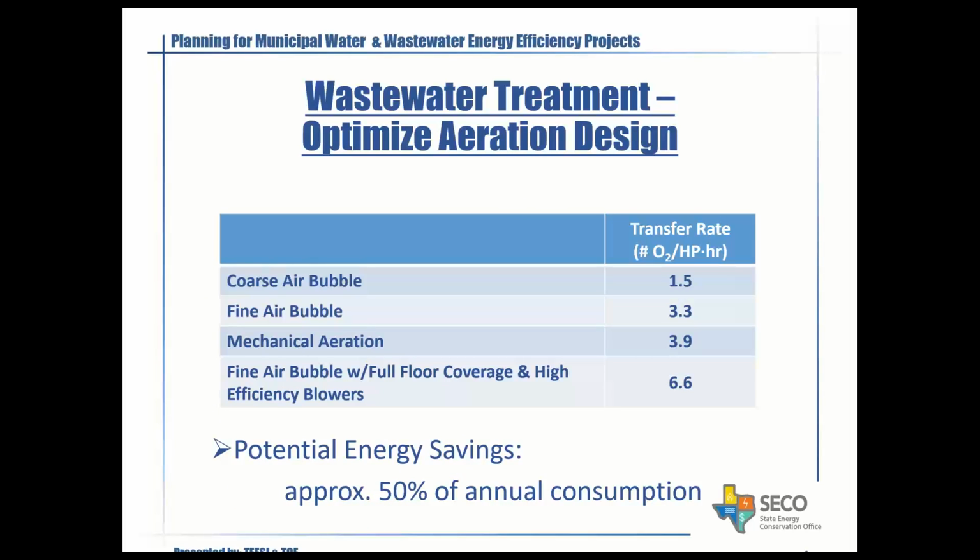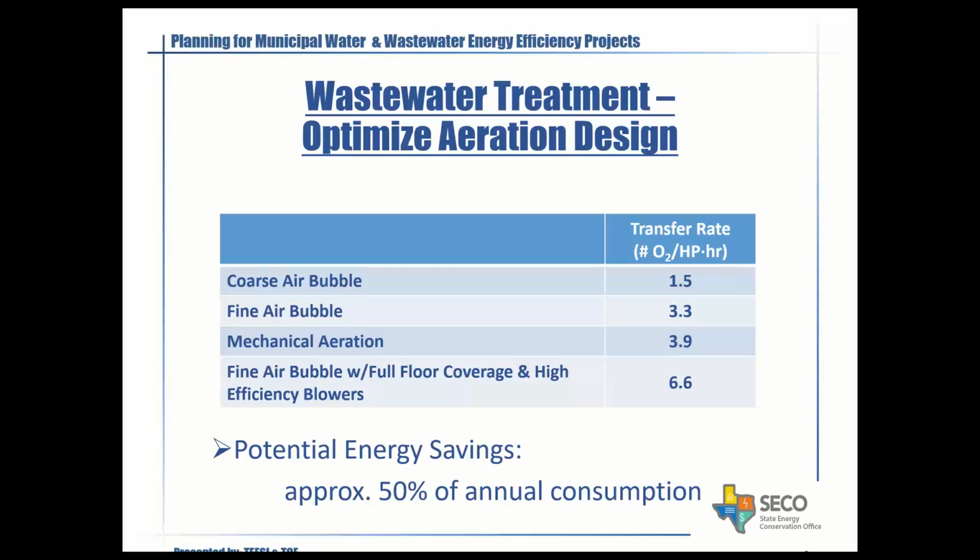When we're looking at the aeration process, this is a chart that compares the type of aeration to the type of savings. And these are direct dollars. So you can see if you're using coarse air bubble aeration, it has a transfer rate of 1.5 pounds O2 per horsepower hour, compared to fine bubble, which is 3.3 or more than twice as good, compared to mechanical aeration, which has a transfer rate of 3.9, which is better than fine bubble.